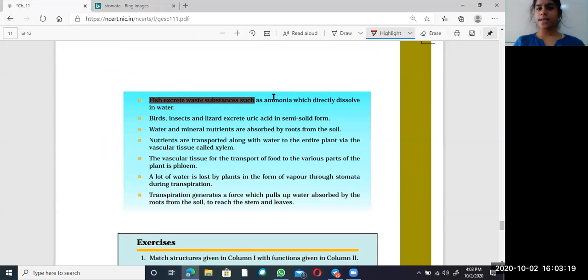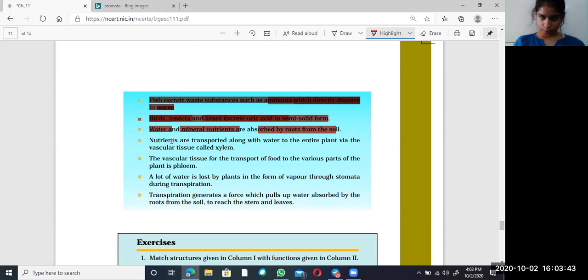Fish excrete the waste called ammonia, which is directly dissolved in water. Birds, lizards, insects all excrete uric acid in a semi-solid form. Right? Water and mineral are absorbed by the roots from the soil. Nutrients are transported along the water in the entire plants with the xylem.